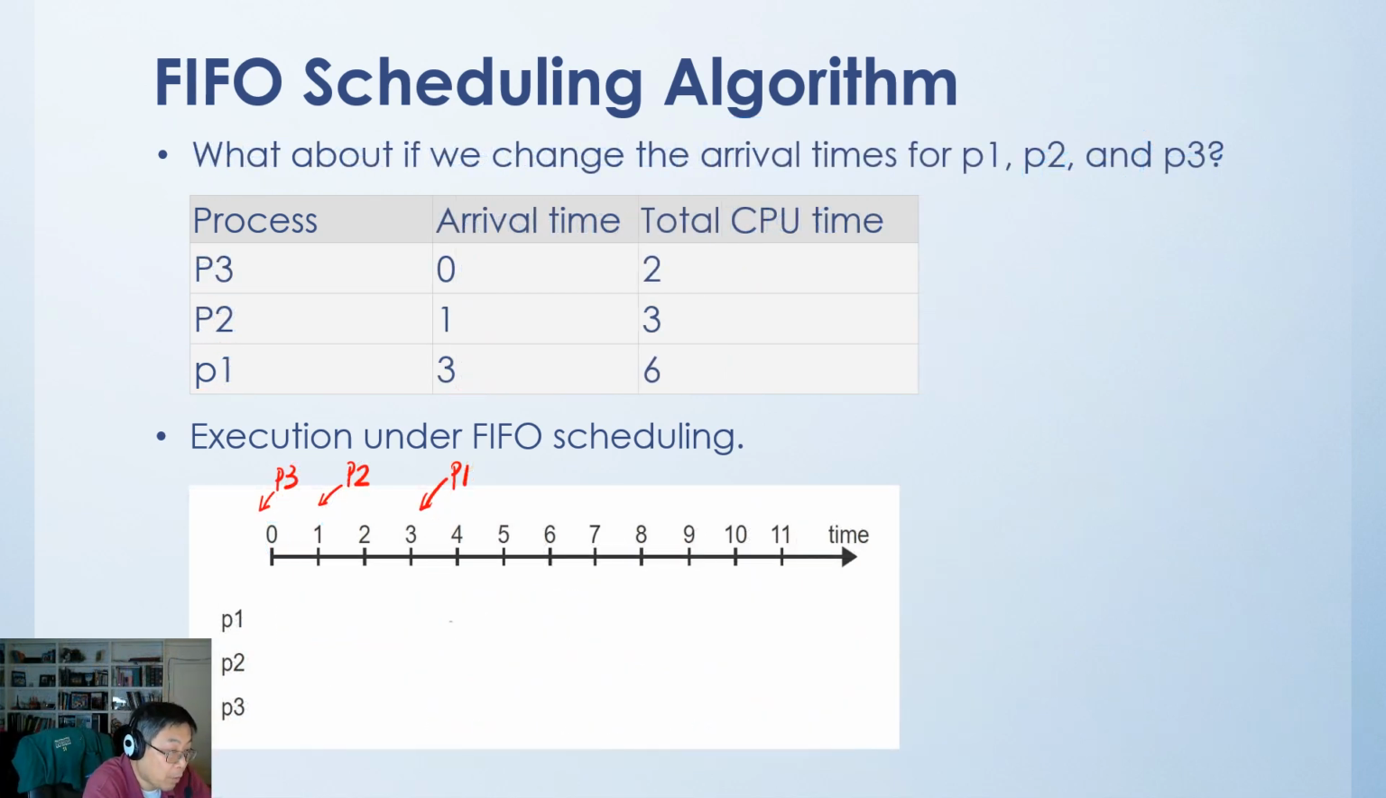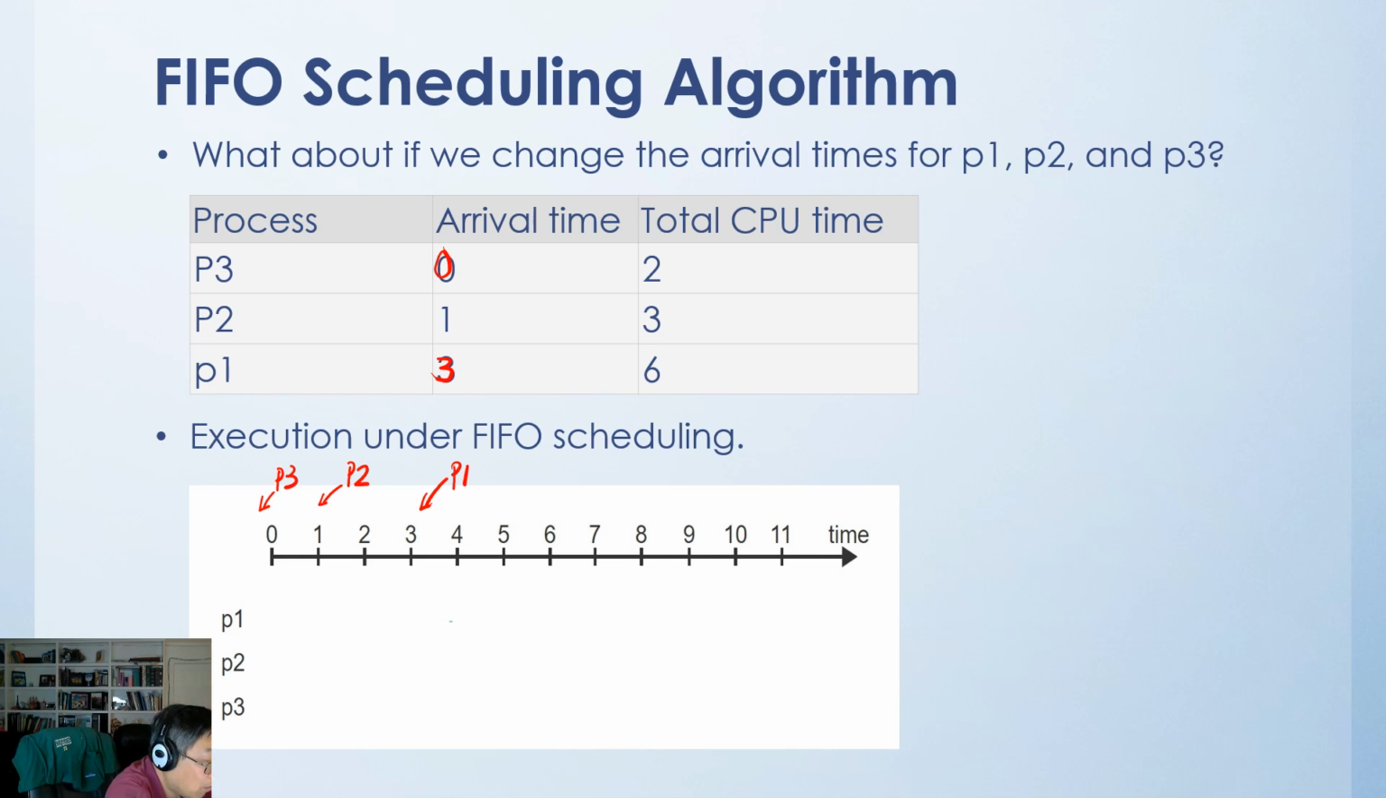Now FIFO is probably the simplest scheduling algorithm for batch processes. That's the bigger advantage. However, FIFO has its own problem. Now what's the problem? Let's take a look at the example again. In this case, I just switched the order of process 1 and 3. So now process 3 arrives at time 0, and process 1 arrives at time 3.